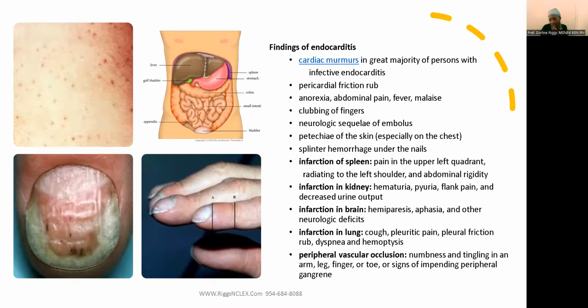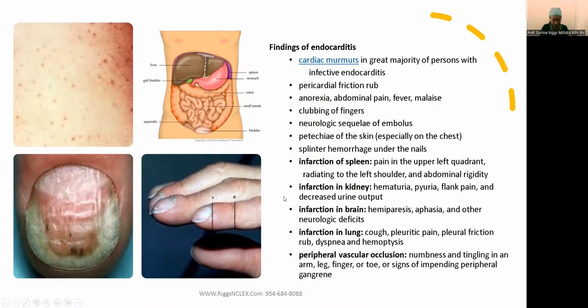Cough, pruritus. You can see this is a critically ill client. Dyspnea, hemoptysis, blood, right? Peripheral vascular occlusion. So they get very numb, with a tingling sensation in all their extremities until there's gangrene, and clubbing of the fingers. How nasty this one is.